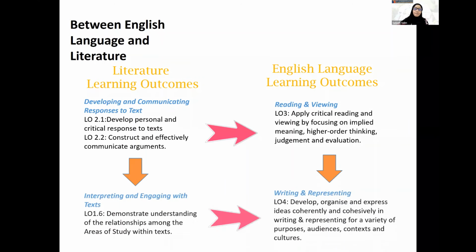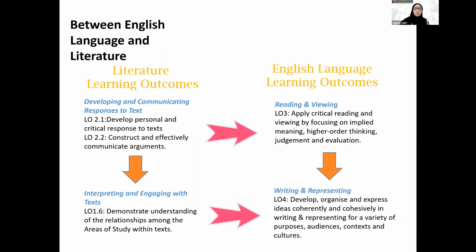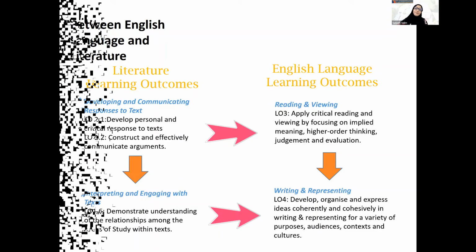where you are required to apply critical reading and also making judgment and evaluation of the text that you have with you. Another skill that is also common for lit would be the ability to demonstrate understanding of the 5 areas of study within text. For you to demonstrate those understanding, there is a need for you to develop a very coherent and logical argument, which again would prove to be very useful skills when you are writing your essay responses in an English lesson.